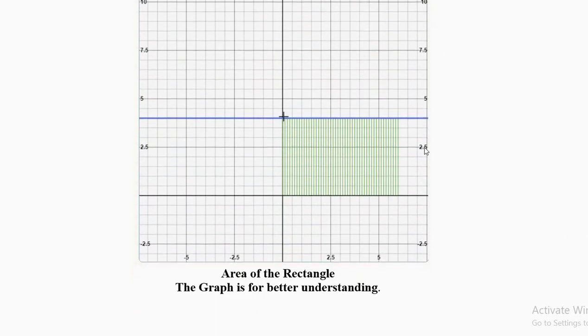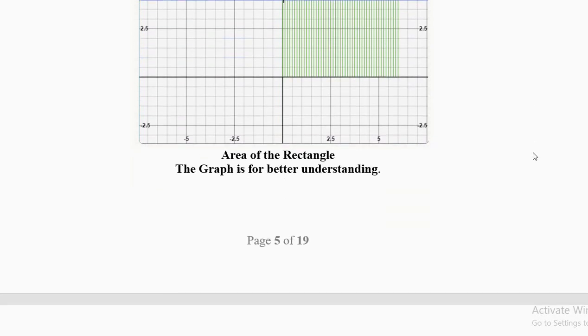Now look at the graph. A blue line is your constant function y equal to 4, and this green shaded thing is your area. This is a rectangle, and you can do it with your school geometry also.